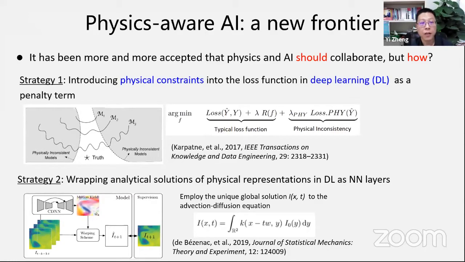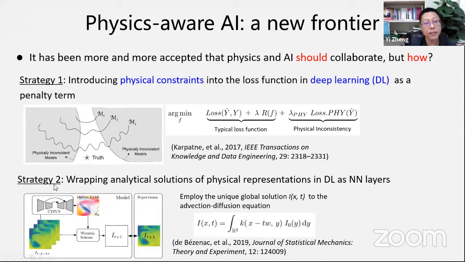First, we may introduce the physical constraints into the loss function in deep learning as a penalty term. So it's a very classic approach. Because in deep learning, we need to solve some optimization problem to train the model, we can add the physical constraints into the penalty function.